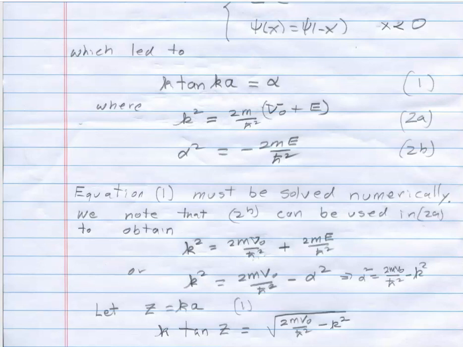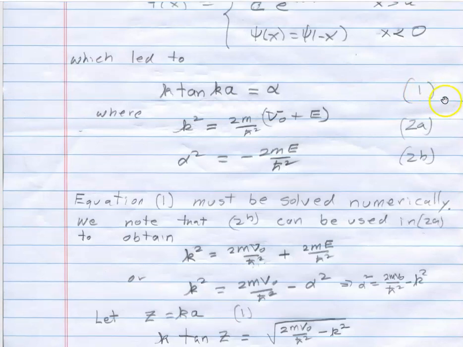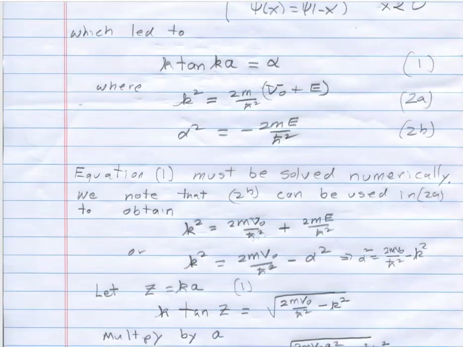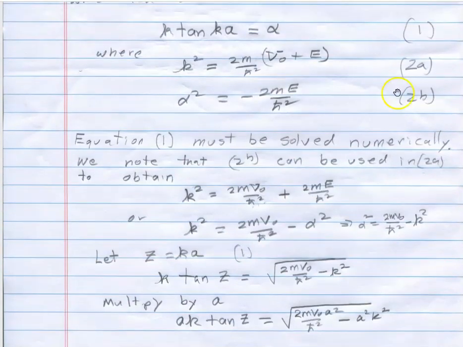And to do that, I'll manipulate equation one in a fashion that is beneficial to doing the numerical analysis. First thing to note, I can distribute across equation 2a the 2m over h bar squared across both of these terms. And then just note that this term here, 2mE over h bar squared, is the same as this. And so I could replace this with simply minus alpha squared and then solve that for alpha. Alpha squared is this, and then alpha is the square root of that.